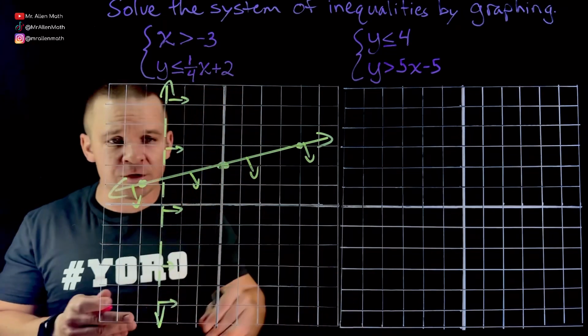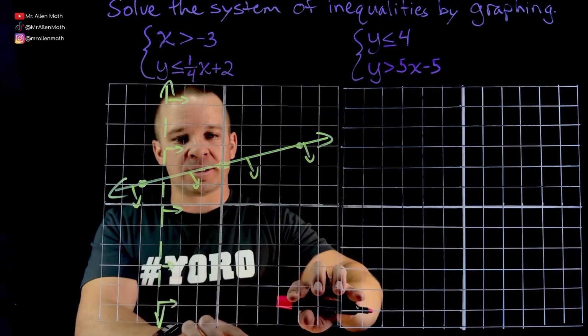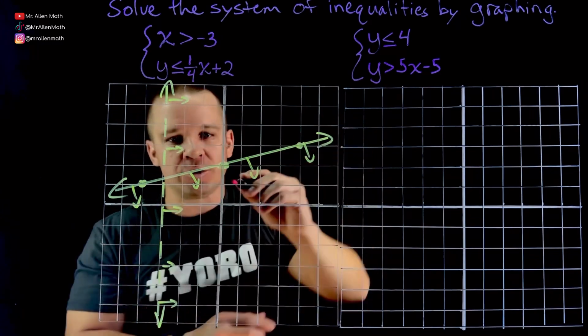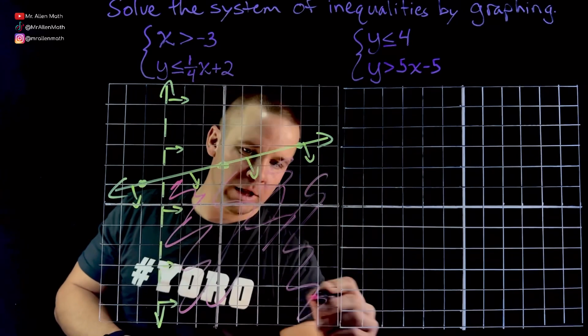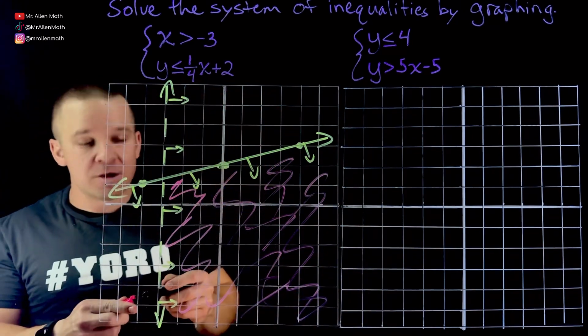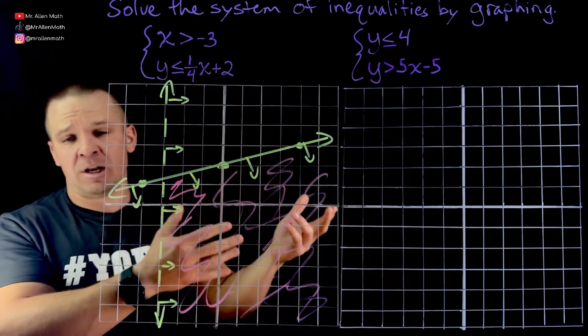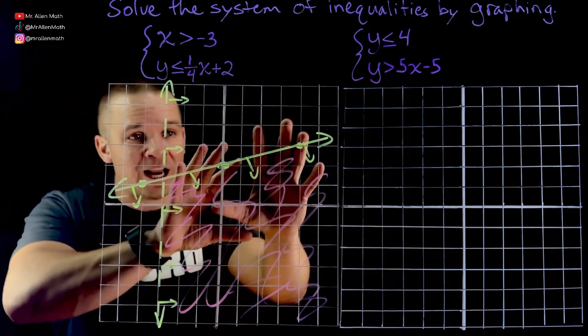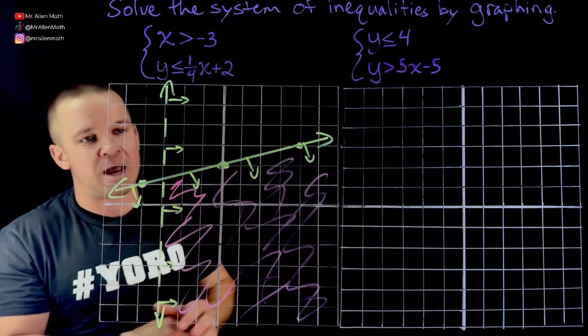Okay? So where's our shading going to overlap? I'd be shading below this line and to the right of this line, which means that this area right in here is going to be the overlap. Okay? So that would be my solution there for this one here. Cool? That's how you solve systems of inequalities by graphing, because there's an infinite number of points that's going to work here in this whole ever-expanding graph.